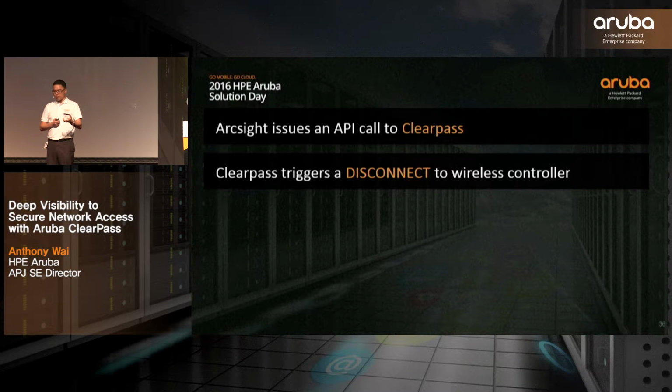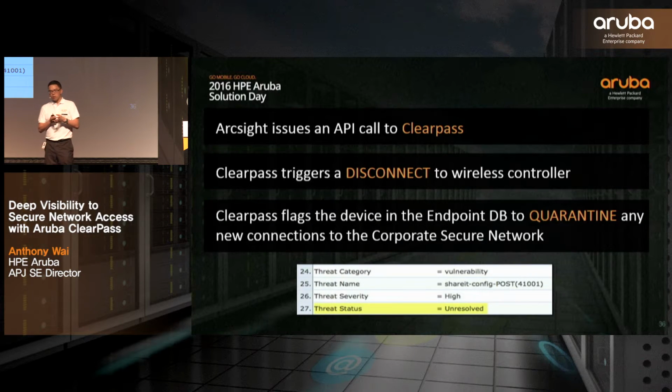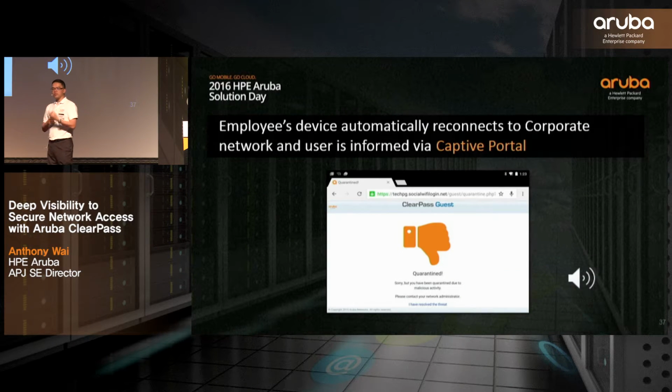so that it cannot use the Wi-Fi anymore. But at the same time, we want to flag this device in the ClearPass endpoint database as a problematic device. This device needs to be quarantined. It has a threat that is not resolved. So every time this device tries to access the network again through the Wi-Fi, all it does is show this message at the captive portal: Sorry, your device is being quarantined. We are not allowing you to access the corporate network. Contact the IT administrator and we'll resolve it.